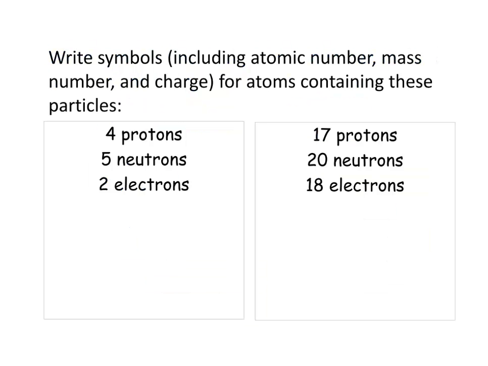Finally, let's look at one last example. Write symbols, including atomic number, mass number, and charge, for atoms containing these particles. Number 1, an atom containing 4 protons, 5 neutrons, and 2 electrons. Now, first off, if it contains 4 protons, this is going to be atomic number 4. 4 protons corresponds to a beryllium atom. So we could write the symbol beryllium.